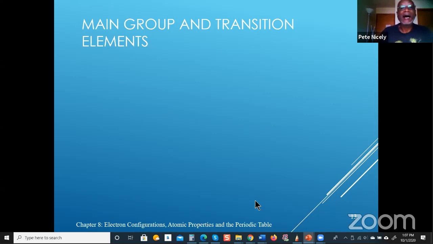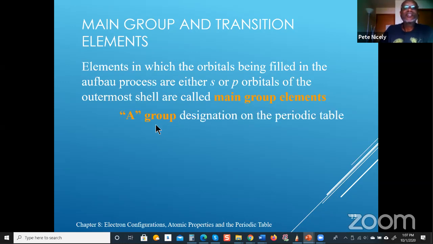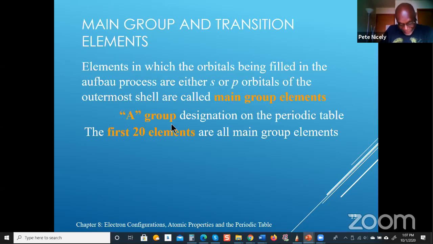Okay, so let's talk about the main group elements versus the transition elements in terms of the electron configuration. When you apply the Aufbau process to elements in the group A region, which is the main group elements region, the electrons will be added to either the S or P orbitals. Those are the A group elements. The first 20 elements are all main group elements, so we're talking about elements starting from hydrogen to calcium.